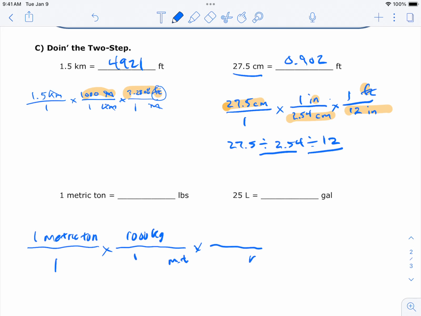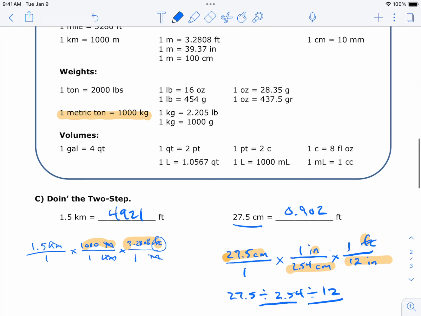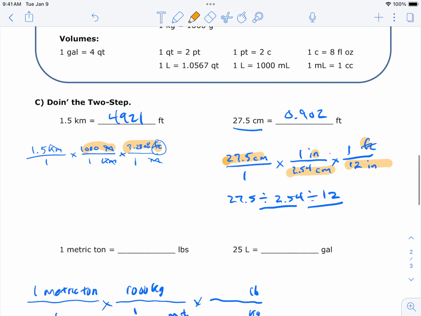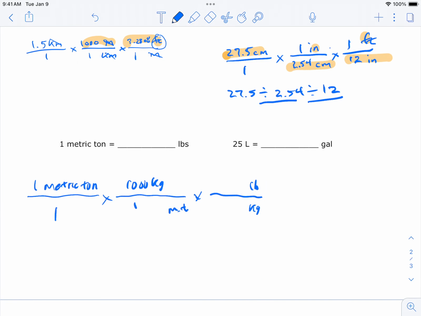So what I want to do now is, I think we have a kilogram to pound conversion up here, don't we? Kilogram to pound, yes we do, it's right there. So now I'll use this one. 1 kilogram, 2.205 pounds. So it looks like this one, we've got a bunch of multiplication going on again. 1 times 1,000 times 2.205 is, we've got 1 metric ton is 2205 pounds.